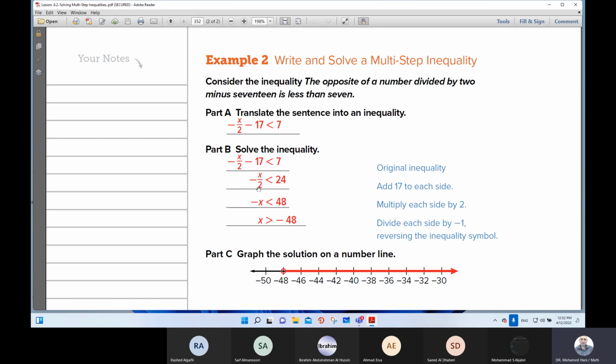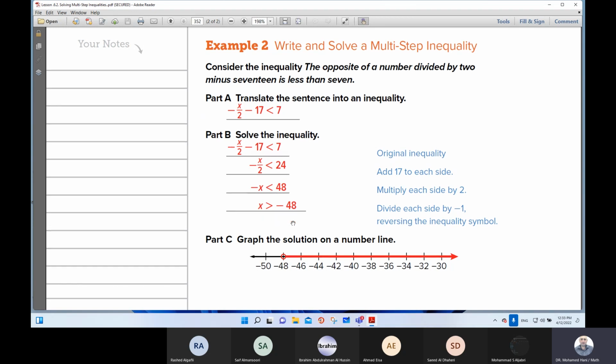2 times x over 2 will be x. And we have minus here, which means minus x. And 24 times 2 will be 48. Now we want to remove the minus from here, so you can divide the two sides by negative 1. Negative x divided by negative 1 will be x. And always remember, when you multiply or divide the inequality by a negative number, switch the sign. And 48 times negative will be negative 48.